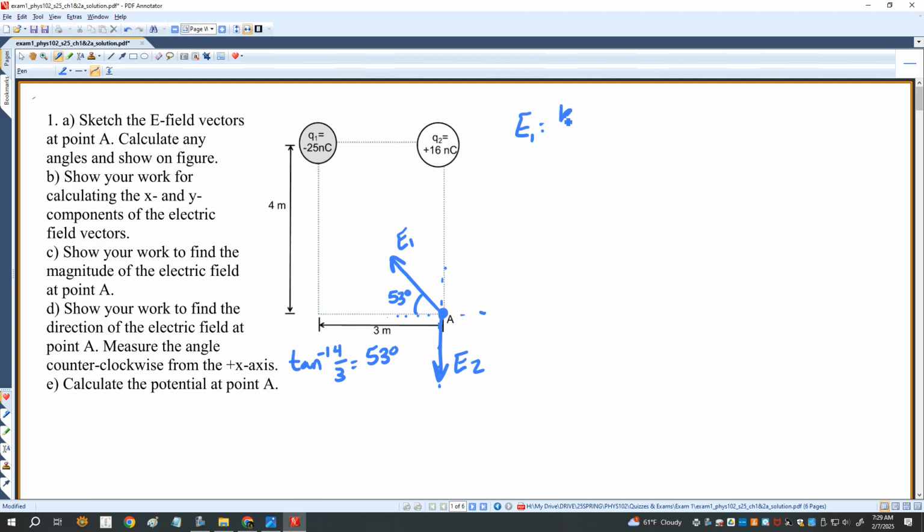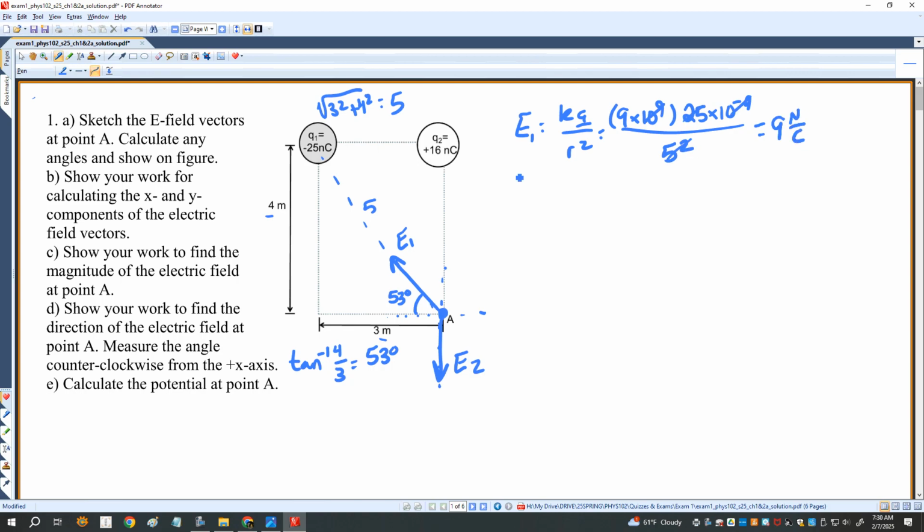E1 is going to be kQ over r squared. That's 9 times 10 to the ninth. Q there is 25 times 10 to the minus 9 divided by the distance. That's going to be the distance from here to here. This is a 3, 4, 5, or you can say the square root of 3 squared plus 4 squared is equal to 5. So that's 5 meters squared. Let's get some cancellations there, and there. And I'm left with 9 newtons per coulomb.